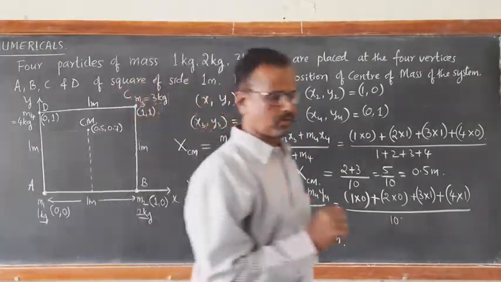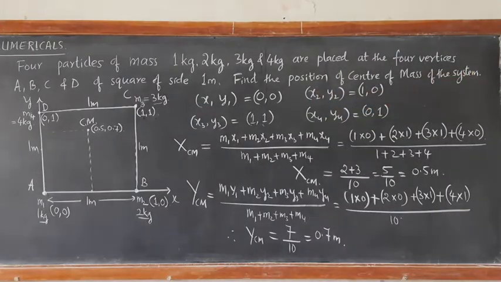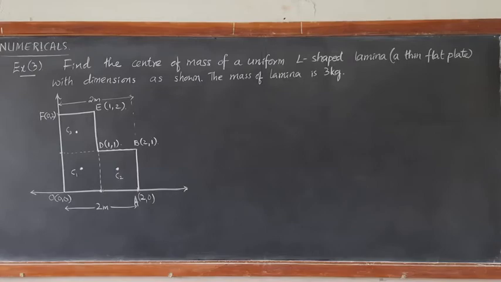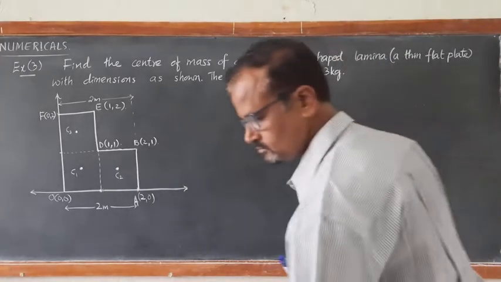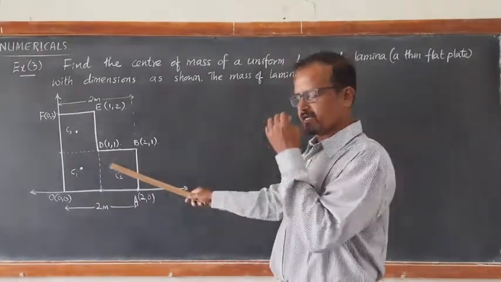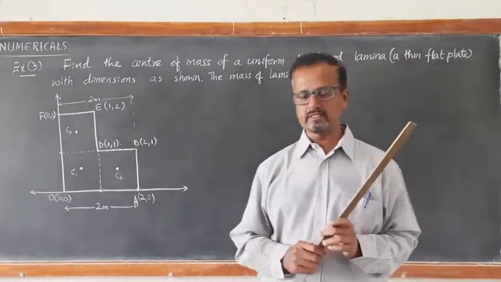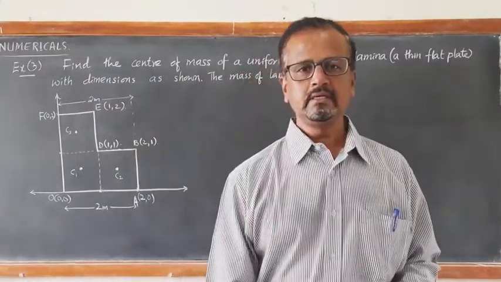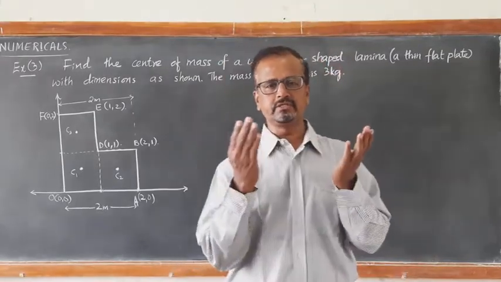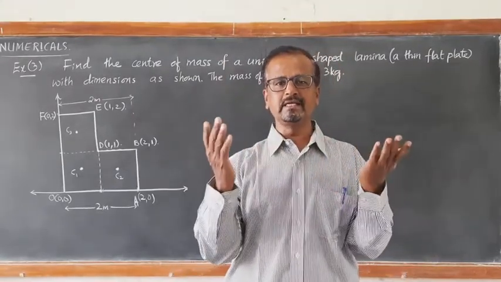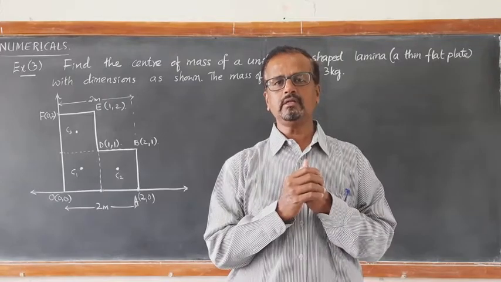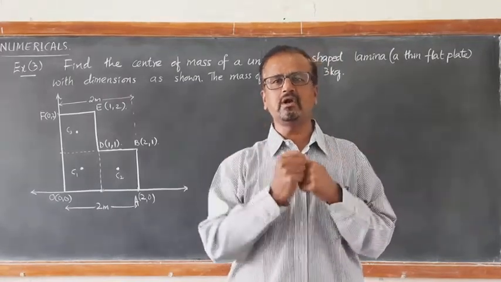Let us solve one more problem, an interesting problem. Let us see this interesting problem. There is an L-shaped lamina. Lamina means what? First let us understand the meaning of lamina. Lamina means a thin sheet. A thin sheet of metal is called a lamina, or a thin sheet of plastic is also called a lamina.